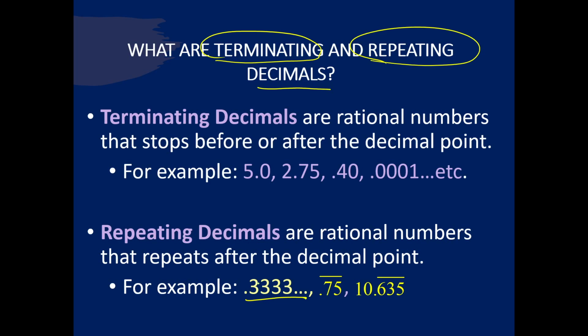The number 3 is repeating. Now, what does the line underneath mean? It means 75, 75, 75. The line is there because 75 repeats infinitely. The same thing as this.